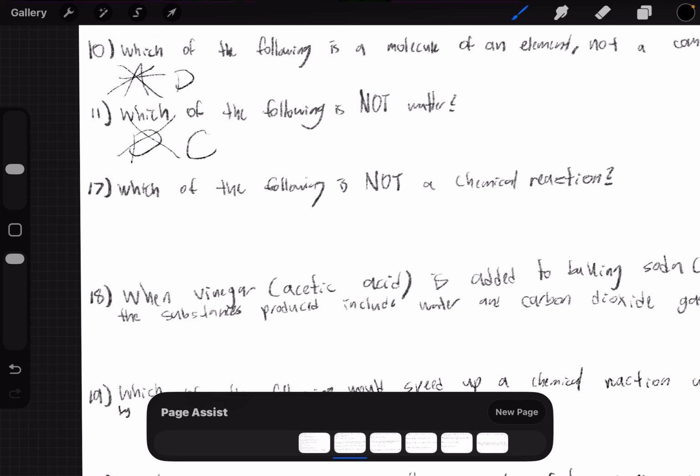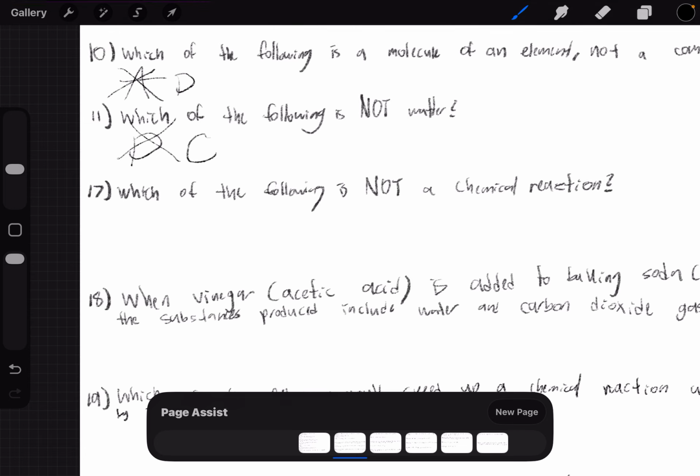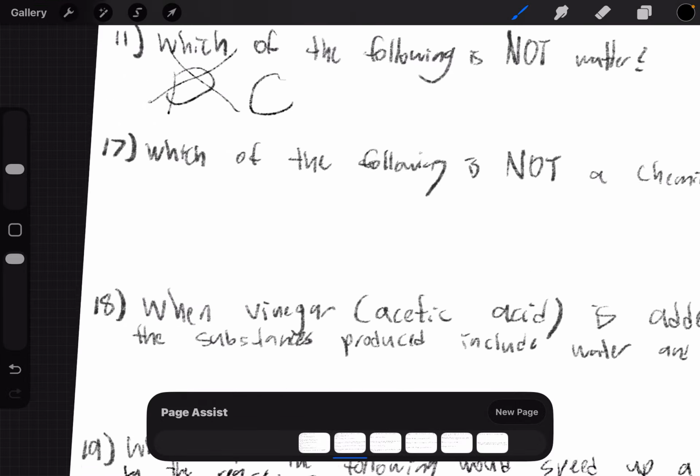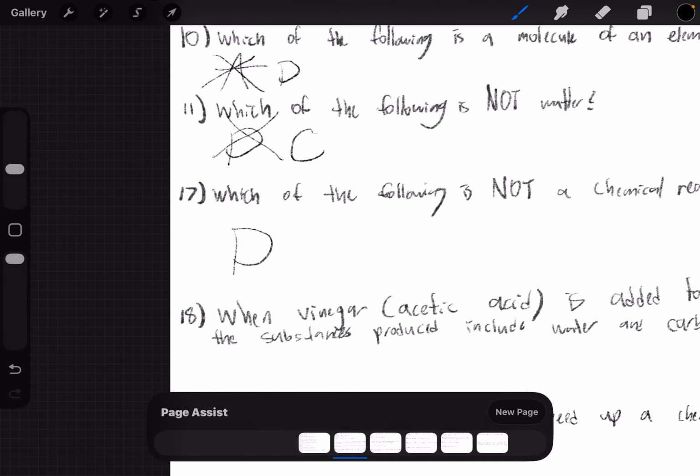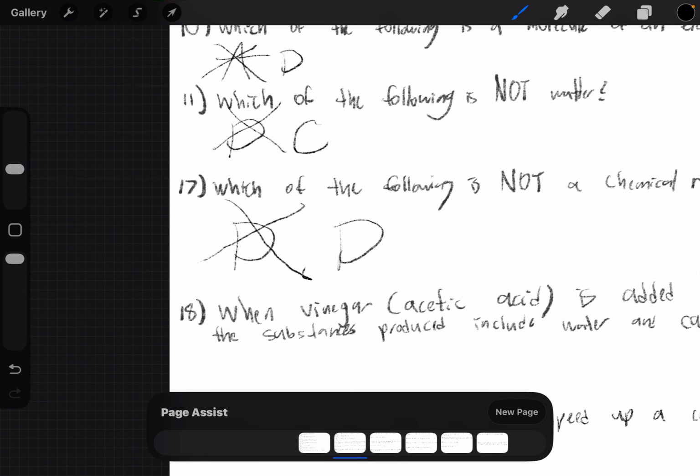Number 17. Which of the following is not a chemical reaction? So for this, I chose D, which was melting ice into water, but I'm actually wrong. And the real answer was actually D. Yeah, I'm sorry, I actually got that one correct.